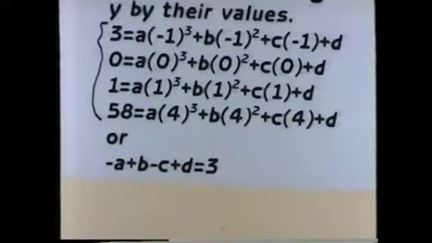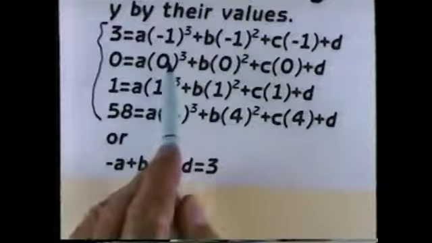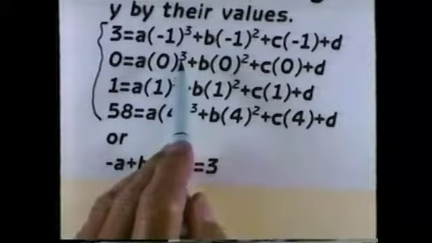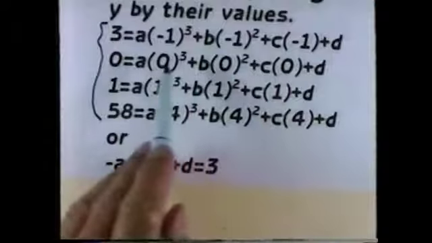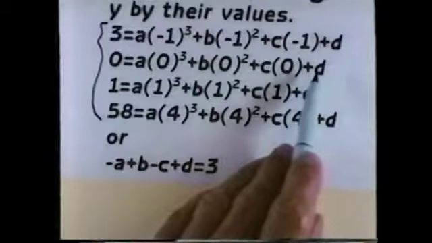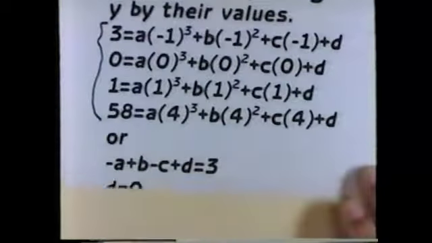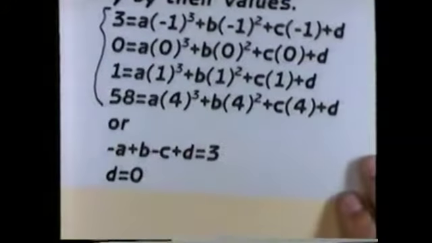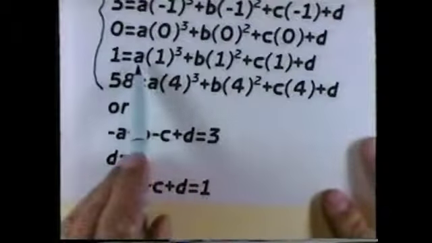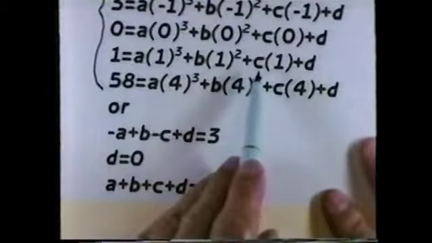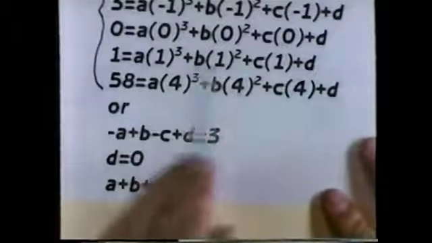On the second equation, 0 cubed is 0. 0 squared is 0. 0 times c is 0. So all this is 0. So I just have d is equal to 0. For the third one, 1 cubed is 1. 1 squared is 1. So I have 1a plus 1b plus 1c plus 1d is equal to 1.